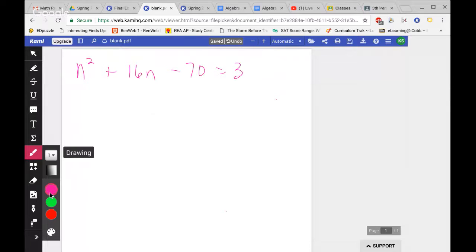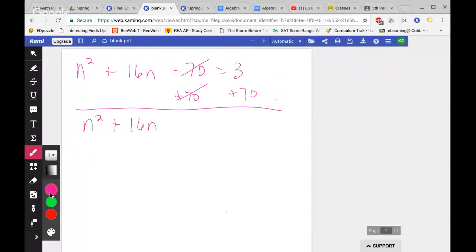All right. So what you did before when you were trying to find the value of C that completed the square, you halved it, squared it, and added it. But right now, where you would have to put that number for adding it, there's that negative 70. It's in the way. So you need to get it out of the way by adding 70 to both sides of the equation. So you've got n squared plus 16n equals 73.